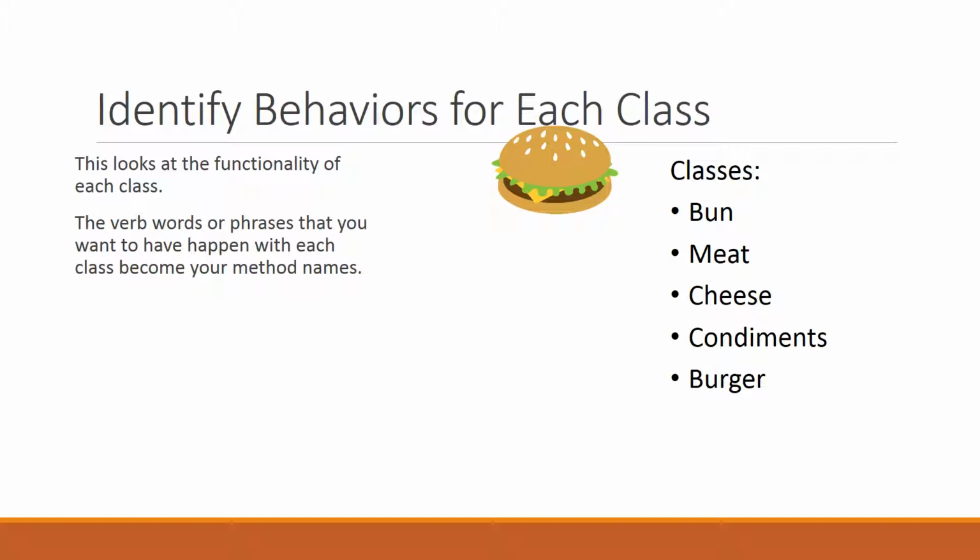Identify behaviors for each class. When we're talking about behaviors, we're looking at the functionality of each class. What do we want to know about each class? And we're looking for verbs. Verb words or phrases that we want to have happen with each class eventually become the names of our methods. Verbs, and once in a while an adverb or adjective, but traditionally verbs, because if you're talking about a noun, then you usually put the word get in front or something of that sort, which we'll see here in a second.